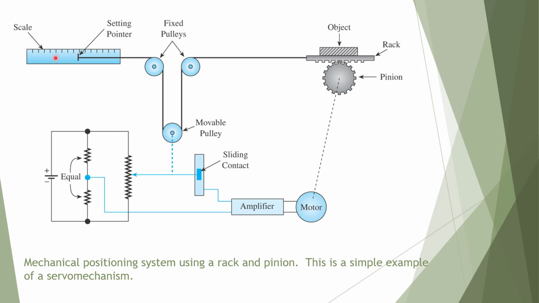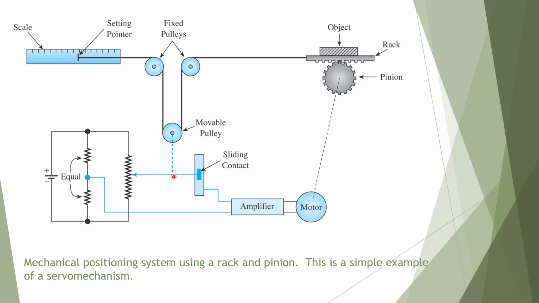So if I move it this way, and this is like string or something, then that's going to cause this pulley to go up. These are fixed. These can't move. This one can move. So if I move it this way, that causes this to go up. And it's mechanically linked or coupled. What this dotted line represents are mechanical couplings. So as this moves up, this arm on this variable resistor also moves up.